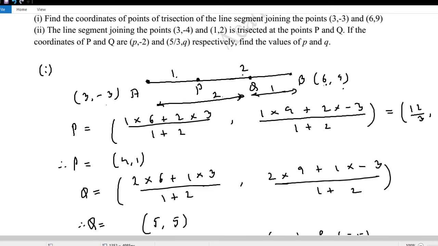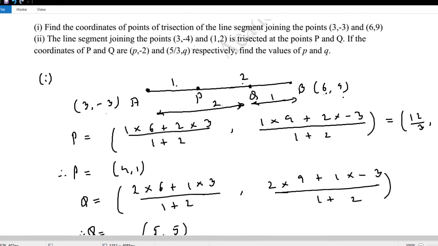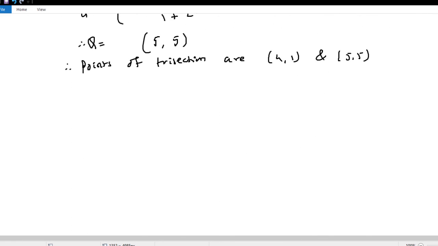Let's take one more question of this type. The line segment joining the points (3, -4) and (1, 2) is trisected at points P and Q. So this time he has named it. If the coordinates of P and Q are (p, -2) and (5/3, q), find the values of p and q. More or less the question is just like the older one. The only difference is we have put p and q, asking you in a different style. The trisection word is still there, so the ratios are going to remain unchanged.